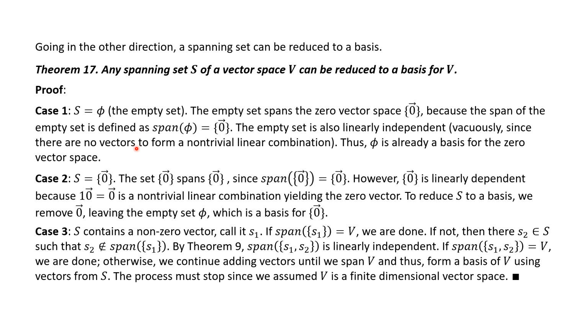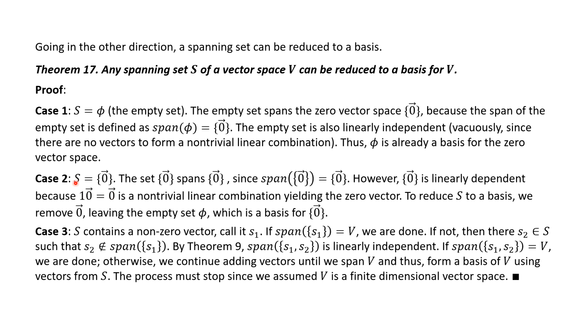Now we have two odd cases here, but I'll mention them for completeness. In one case, if S is the empty set, then the empty set spans the zero vector space, because the span of the empty set is defined as such. The empty set is also linearly independent vacuously, since there's no vector to form a non-trivial linear combination. Thus, the empty set is already a basis for the zero vector space.